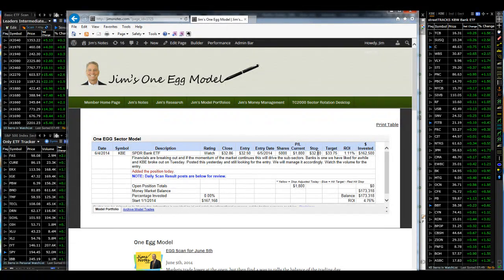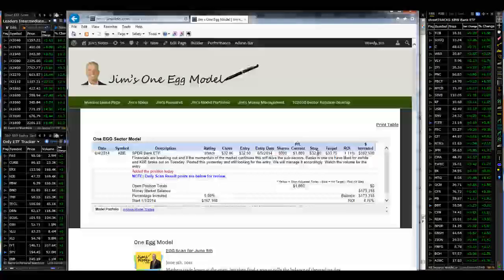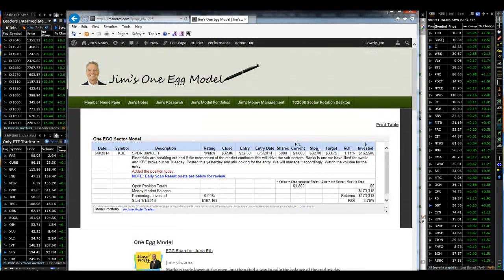But remember, this is all about managing risk. It's not about who can pick the best stock or who can pick the best ETF. It's about who can keep the money they make. And to me, paper profits disappear really quickly in volatile markets.